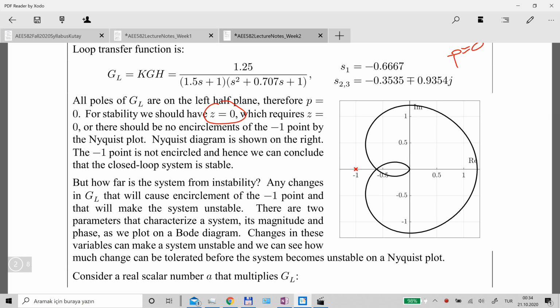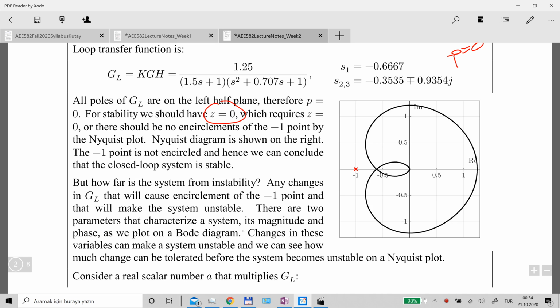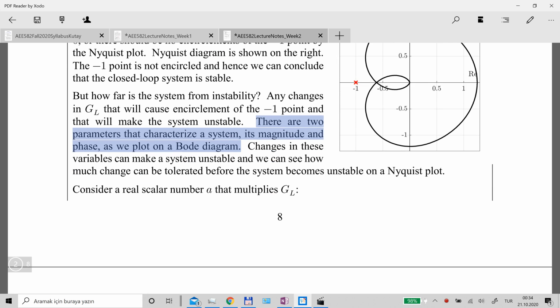For this particular example, we have the mathematical model for our system, and this mathematical model is characterized by its transfer function, and there are two parameters that characterize that transfer function: its magnitude and phase. And we see this on the Bode diagram, right? So if you have an uncertainty in the system, then this uncertainty will cause some changes in these parameters. The uncertainty will either cause some changes in the magnitude, or it will cause some changes in the phase plot. So let's talk about how these changes can lead to instability. Let's start with the uncertainty in the magnitude.